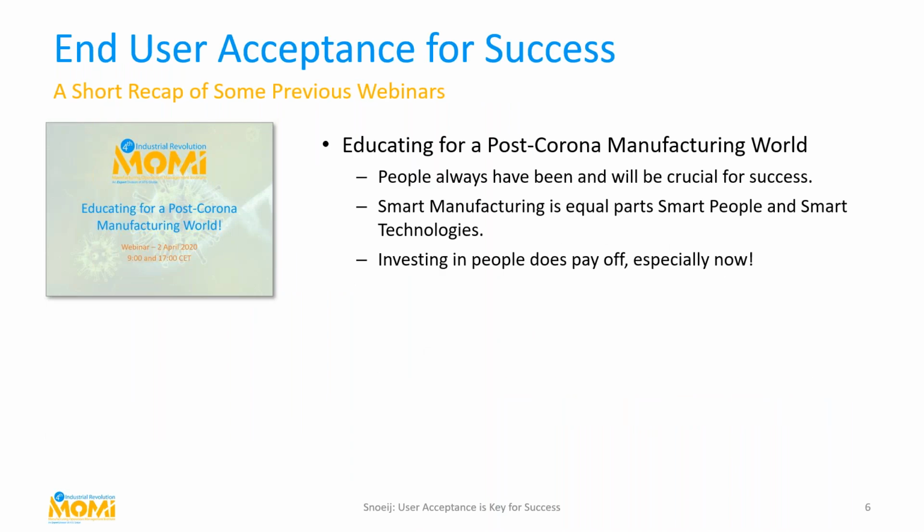End user acceptance for success. I've presented on behalf of MOMi and also on behalf of some other companies quite a few webinars. And last year, when we were just confronted with the coronavirus and the pandemic, we discovered that many things changed. And also we discovered at that point in time that people always have been and will be crucial for success. And if you introduce smart manufacturing, the new technologies, the upcoming technologies, that's great.